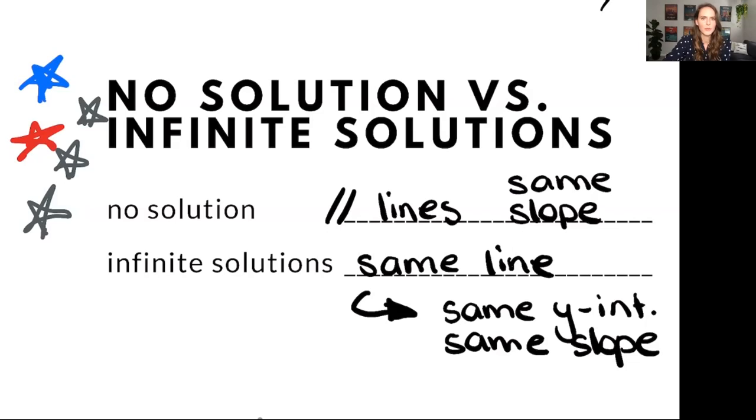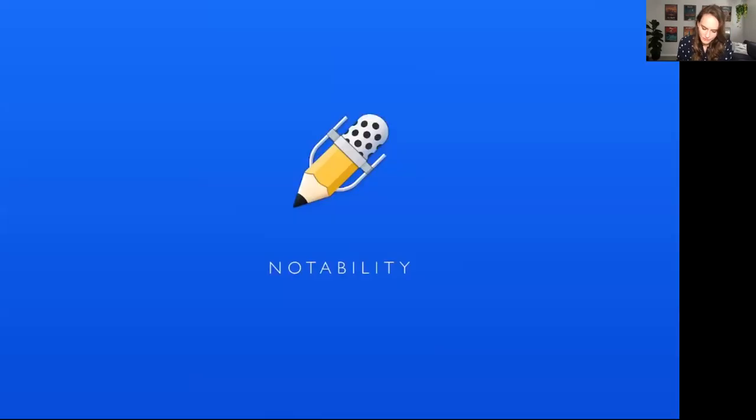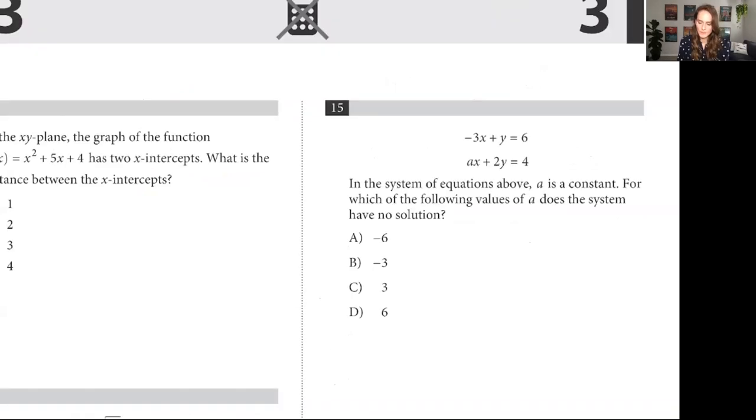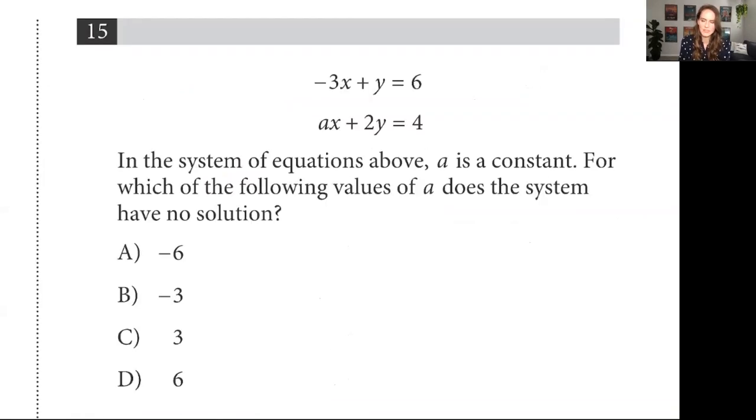So if we go to practice test 10, section 3, and go to question number 15 here, I see I have a system of equations. A is a constant. For which of the following values of A does the system have no solution? No solution is the most important part of this question, and I know that no solution means parallel lines.